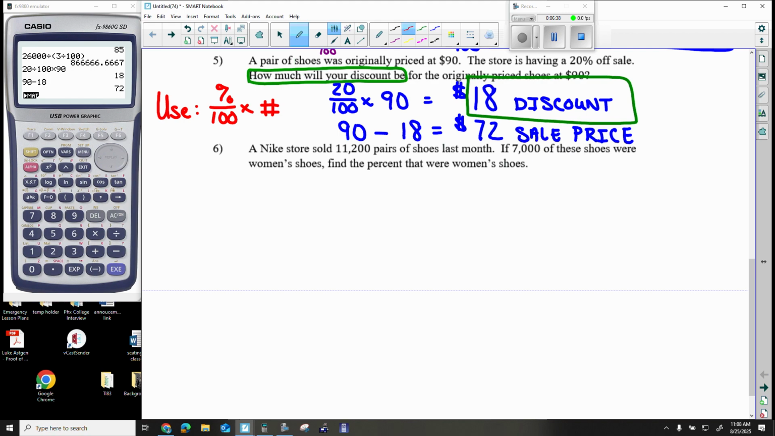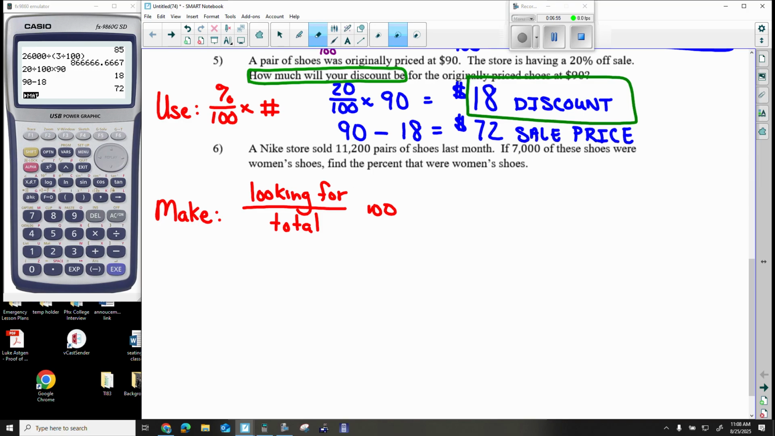Last but not least, I believe we are asked to make a percentage. To make a percentage, you take what you're looking to make a percentage of, what you're looking for, and you divide by the total. That's times 100.